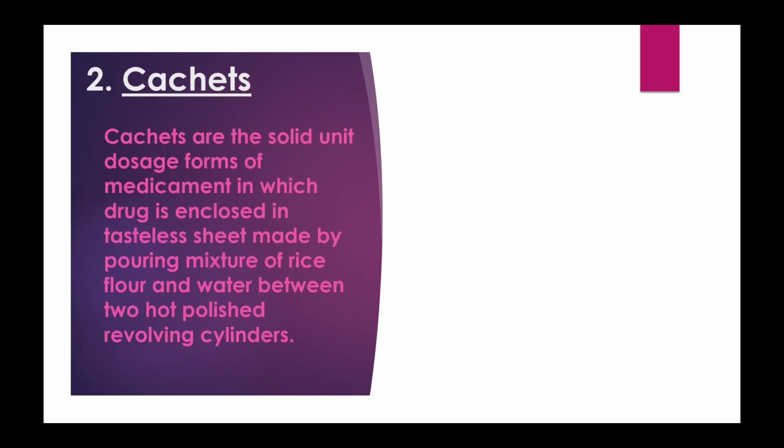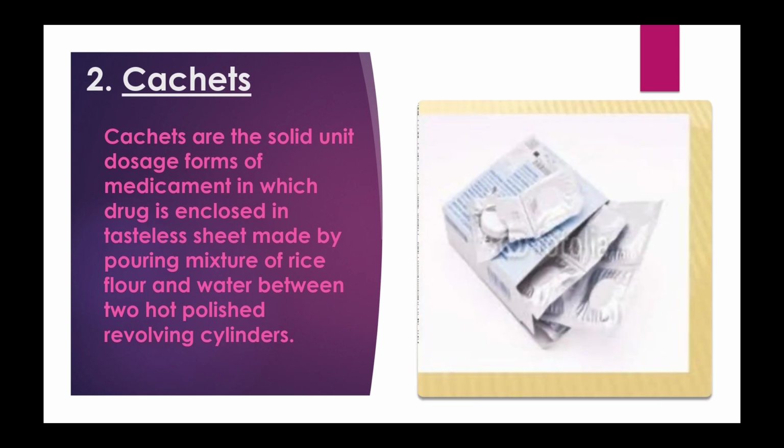Next, cachets. Cachets are the solid unit dosage form of medicament in which the drug is enclosed in a tasteless sheet made by pouring a mixture of rice flour and water between two hot polished revolving cylinders. Friends, cachets are like wafer capsules formerly used by pharmacists for presenting an unpleasant tasting drug. For example, sodium aminosalicylate cachet and isoniazid cachet.